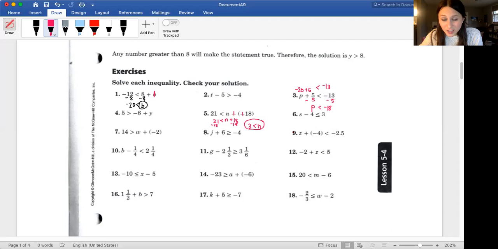Right here, let's look at number 9. We can condense this to be z minus 4 instead. So z minus 4 is less than negative 2.5. So I'm going to add 4 on both sides, and z is less than... let's add 4 on this side. That would be 1.5, or positive 1.5 actually. So this is z is less than positive 1.5.